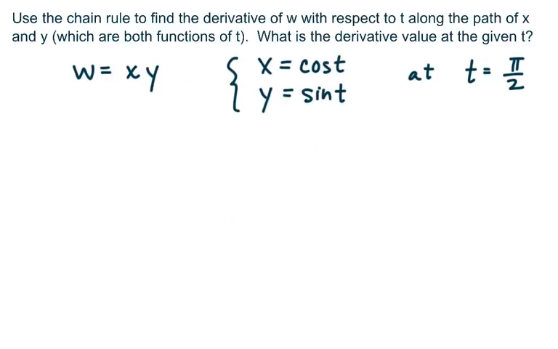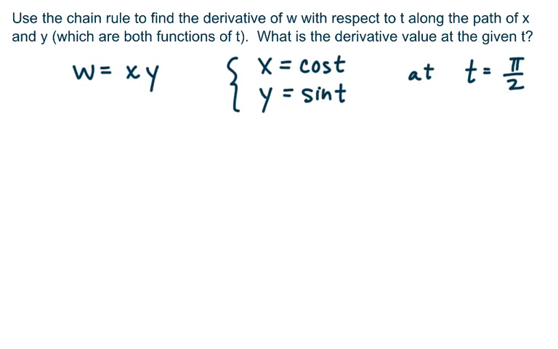In this example, we're going to find the derivative of a composite function, a function of more than one variable. We've got x and y. X and y are both functions of t. We've got cosine t for x and sine t for y. So we're going to use the chain rule to find the derivative of w with respect to t along the path of x equals cosine t and y equals sine t. So these are both functions of t, and we're going to determine the derivative value at the given t. The t that is given is pi over 2.